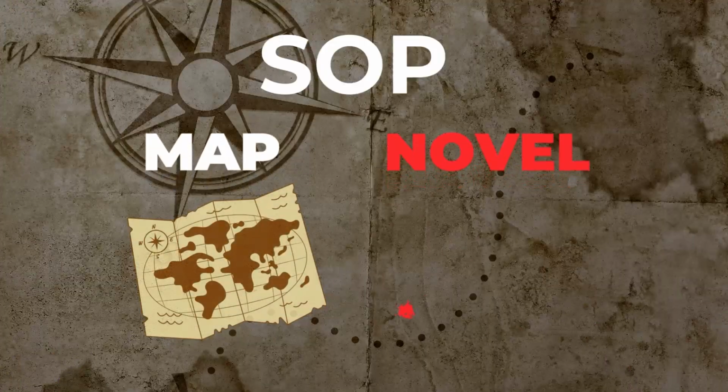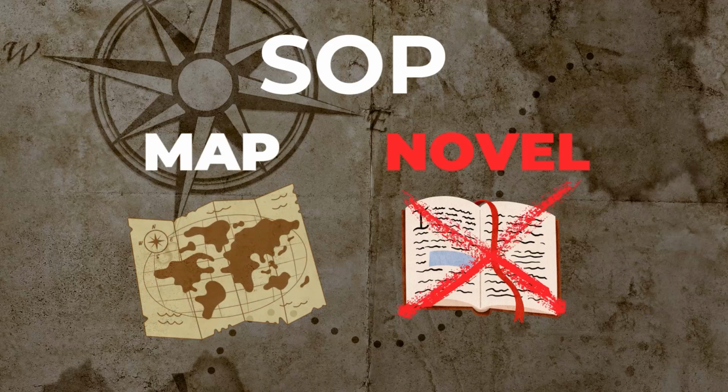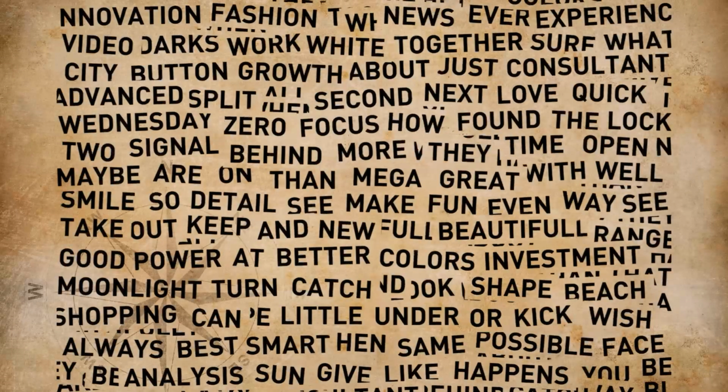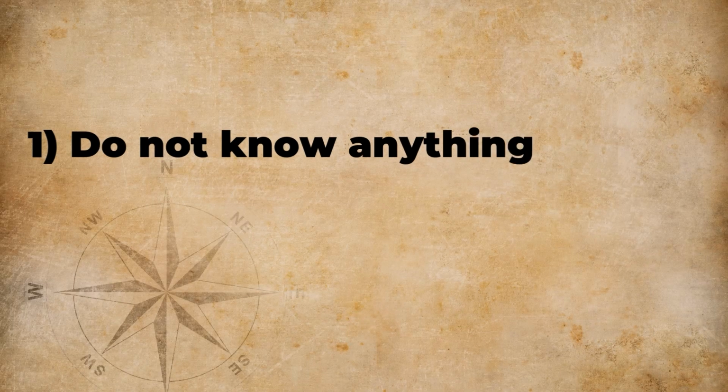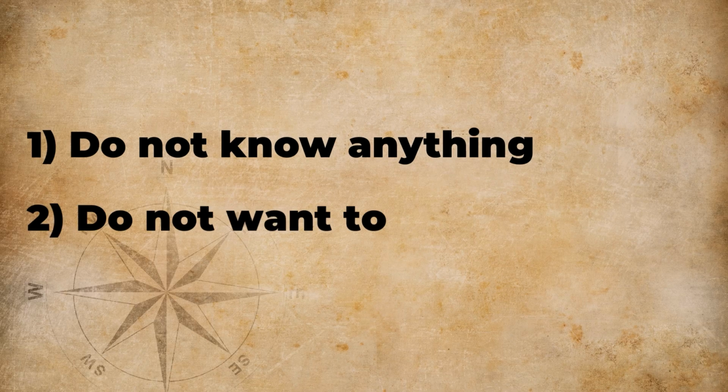So the first thing that you have to understand is an SOP is a map. It's a guideline, but what it's not is a novel. Most people write these 20-page SOPs that are super complex. They use super complex words and verbiage. But what you have to understand and go under the assumption for everything is that all of your new trainees don't know anything and they don't want to learn anything.